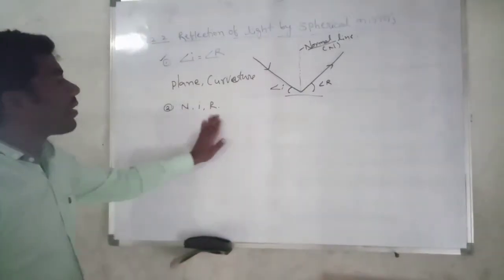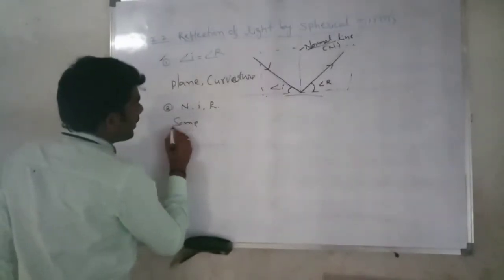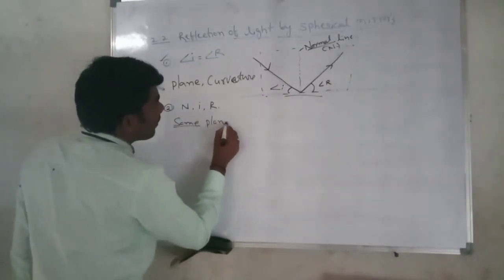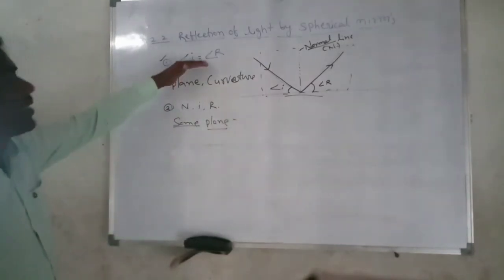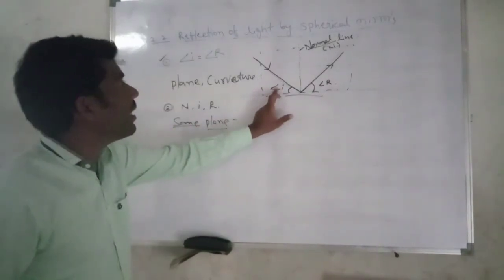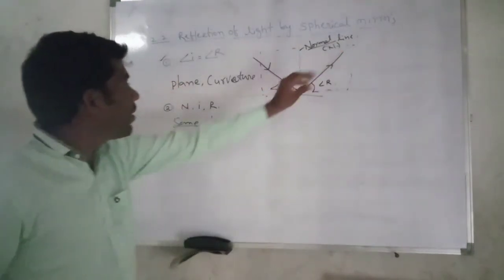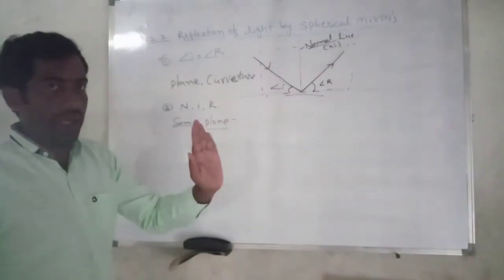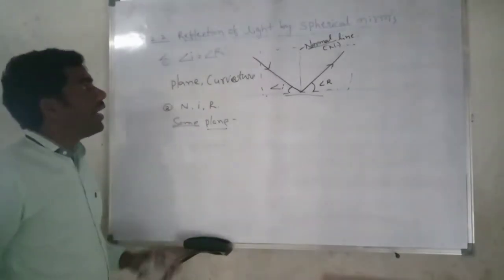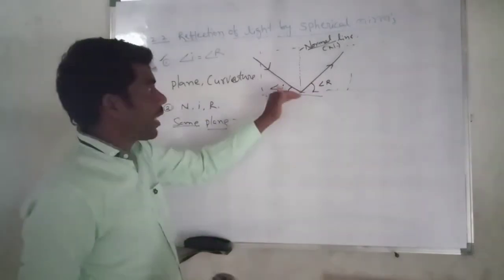These three are in the same plane. The same goes for refraction: the incident ray, the refracted ray and the normal ray are in the same plane. The first law is about the angle, and the second law says these three are in the same plane. This is important.